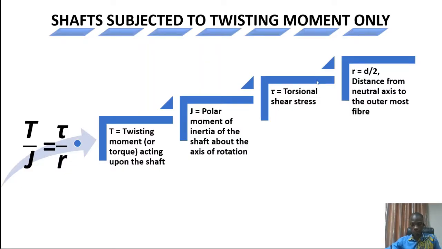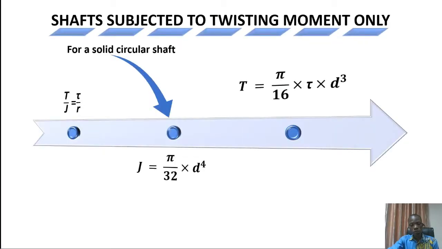All right, now I believe this equation is not new to you. T on J equals tau on R. It's something that I believe you've done in strength of materials. So we're just going to use that in sizing the shaft. Let's try to digest this equation further.